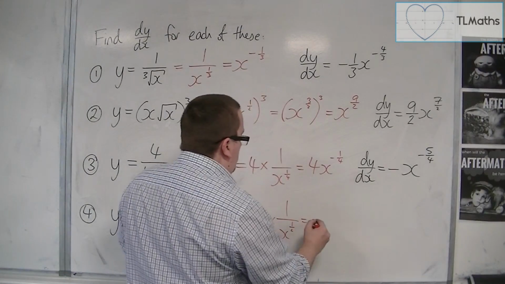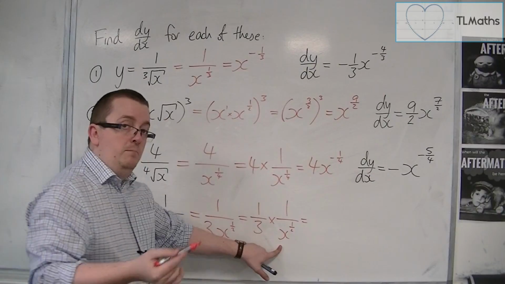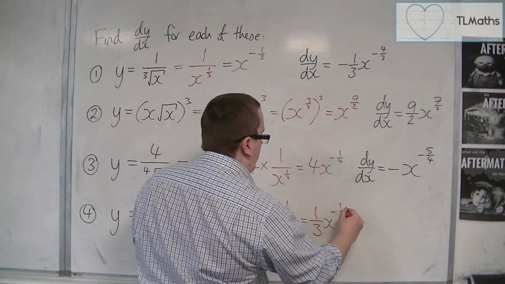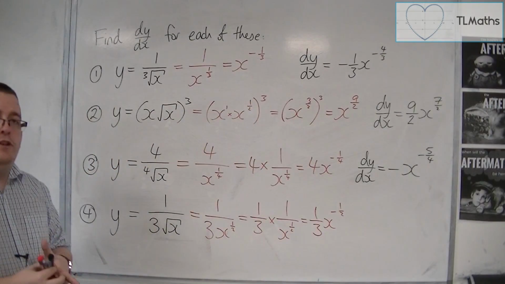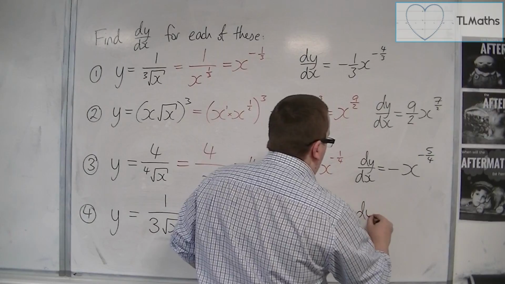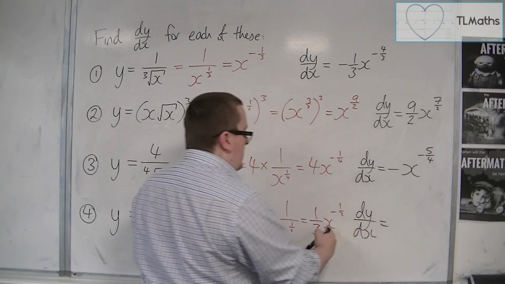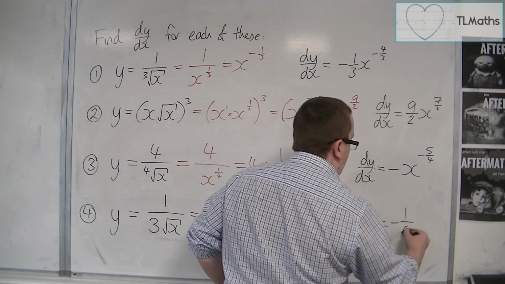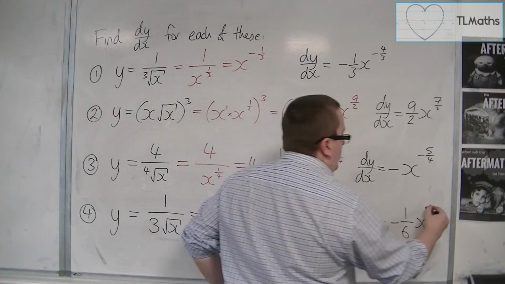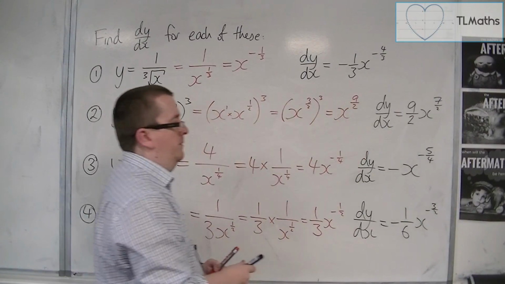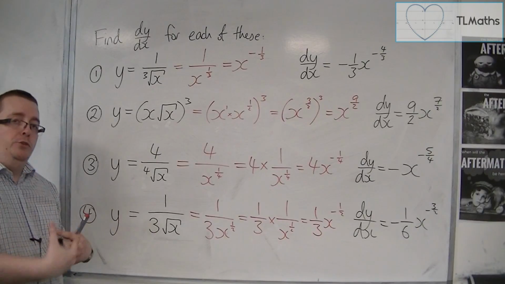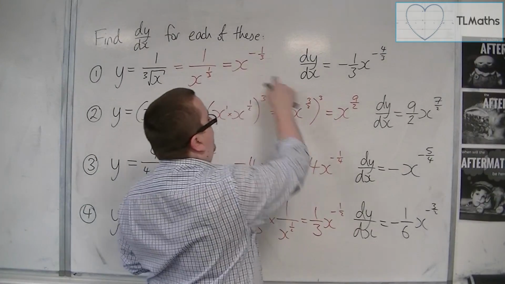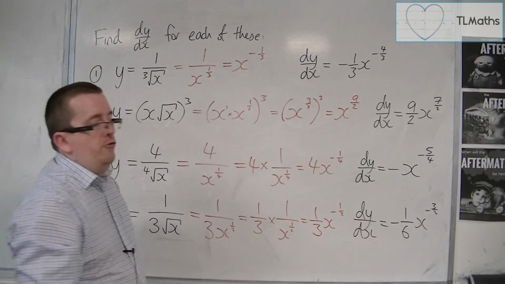Because now I know what 1 over x to the half is. That's x to the minus a half. So I actually have 1/3 x to the minus a half. And now I can differentiate it. So dy by dx, the power comes down to the front. Minus a half times a third is minus a sixth. And then subtract 1 from the power. So minus 3 halves. Okay? And that is how we can use our indices knowledge to simplify a problem down to get it into this format in order for us to differentiate it.